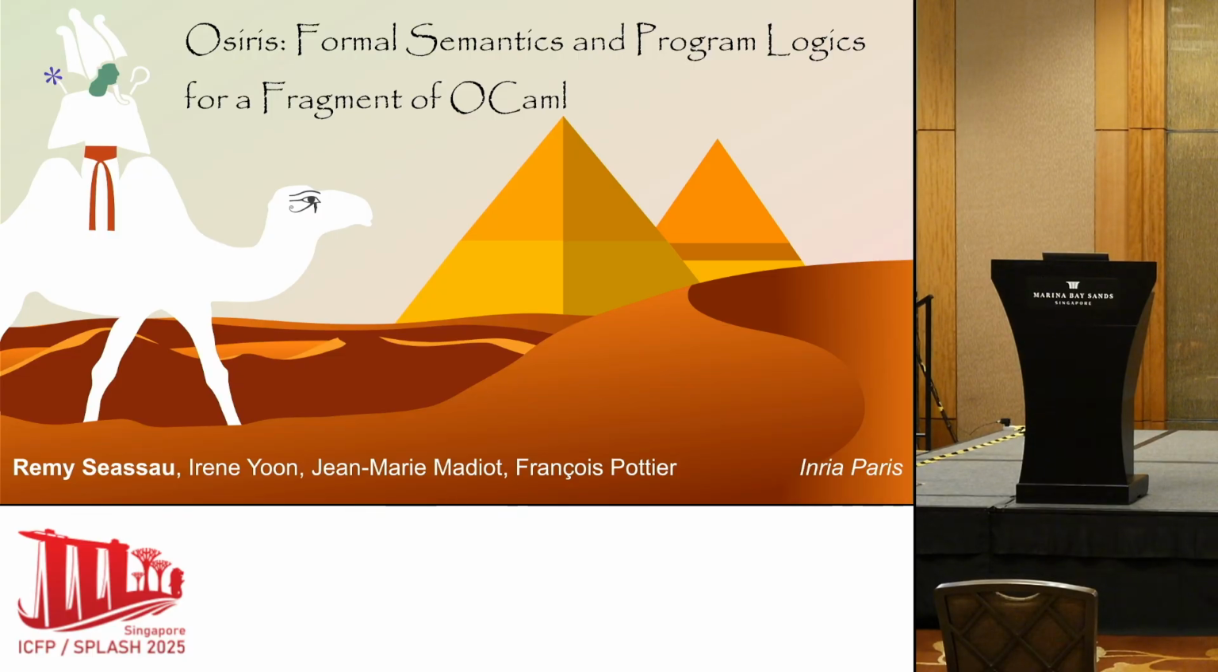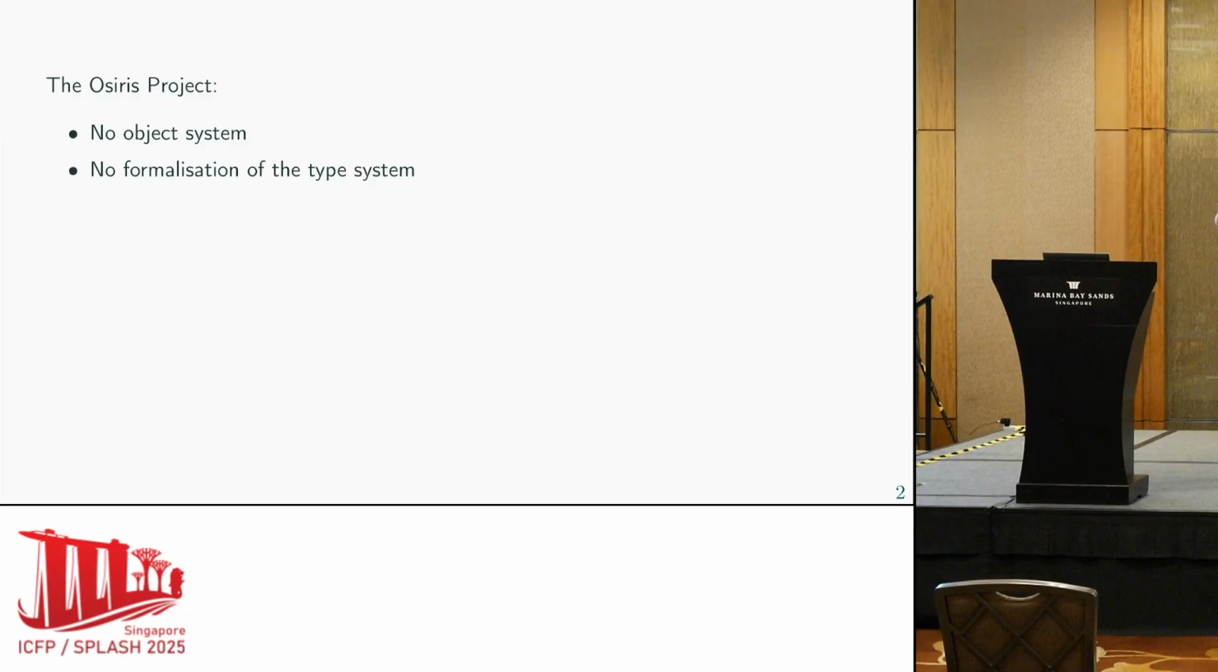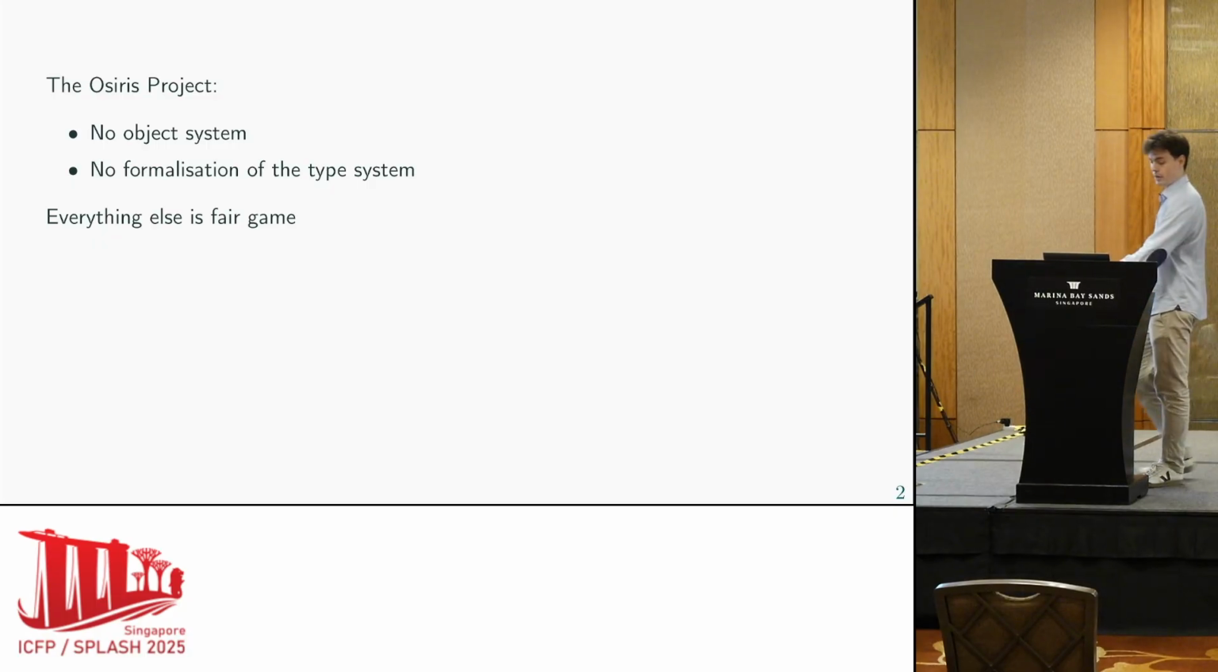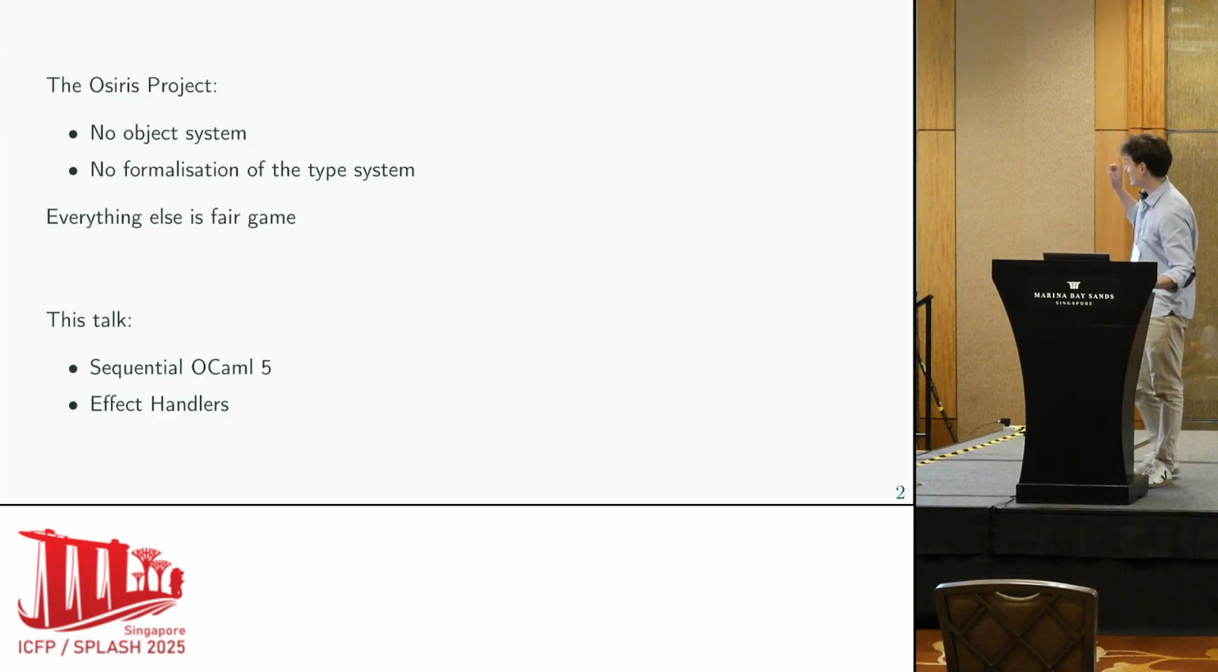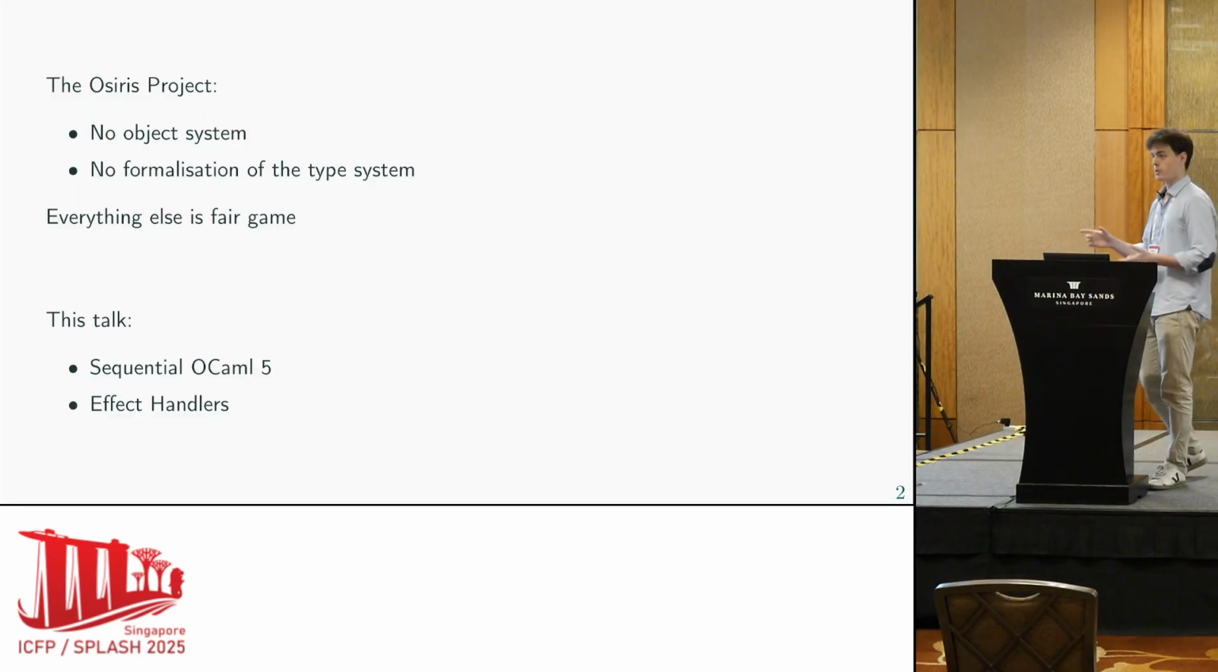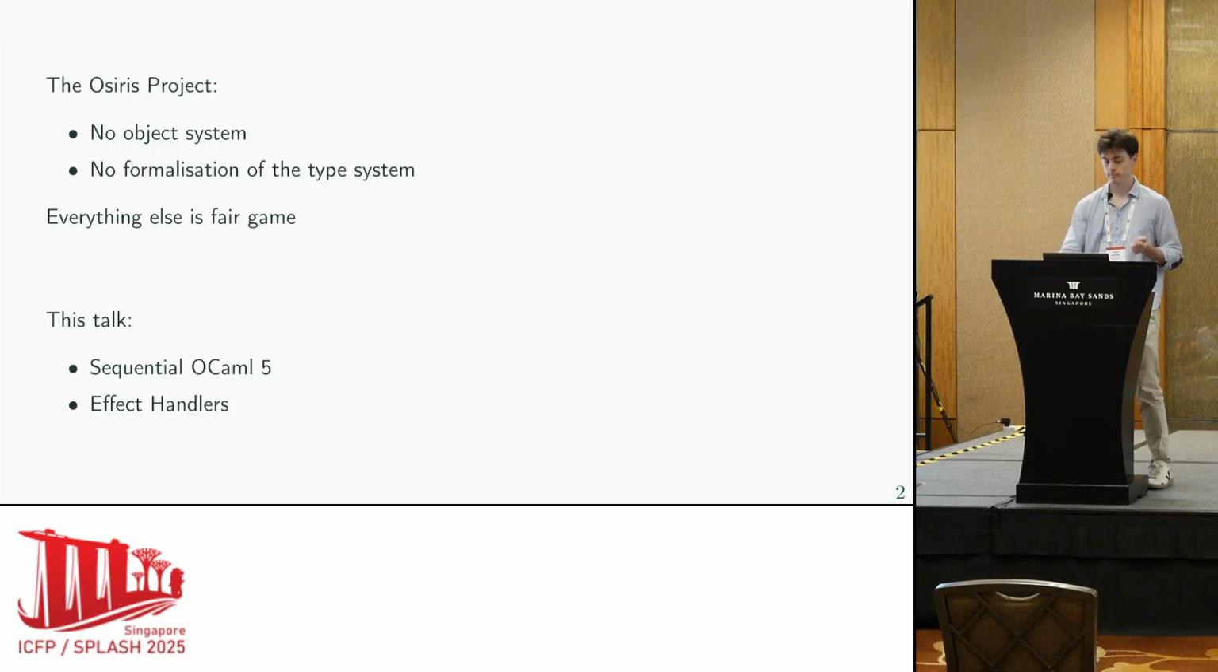And the more detailed answer is, generally for this project, we're looking at OCaml without the object system, and OCaml without the type system. We have an untyped semantics. For this talk specifically, I should say everything else is fair game. That means concurrency. That means all the new features of OCaml 5, all the pattern matching stuff, everything. So for this talk specifically, we'll be covering a sequential fragment of OCaml 5, specifically including the new effect handlers. That'll be one of the main focuses of this talk, because they may be semantically not so obvious to model.